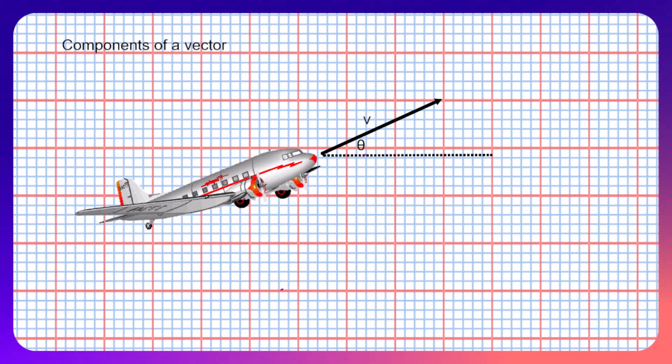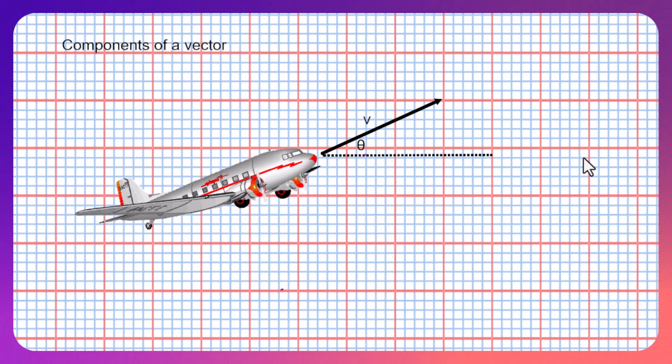Components of a vector. Remember, a vector's got magnitude and direction. We can see this from this plane here, that it's got a velocity vector pointing up theta degrees from the horizontal, and that's the velocity vector here. Now, more often than not, we want to be able to break down that vector into what we call a horizontal component and a vertical component. This makes calculations much easier when we deal with more complicated problems in physics.